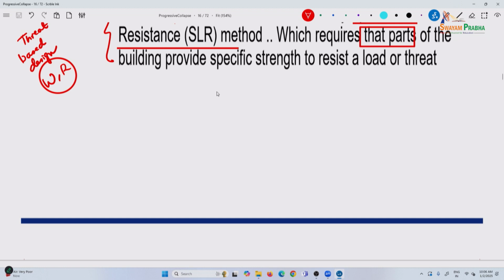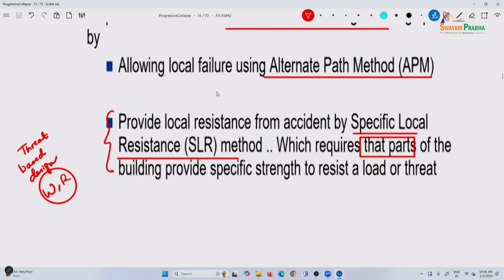Any questions again so far? Essentially, this ensures no critical, to prevent localized failure.